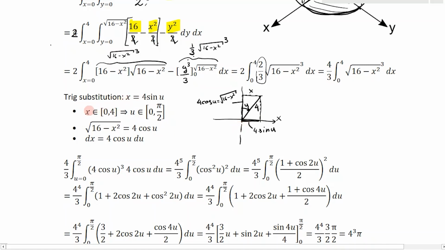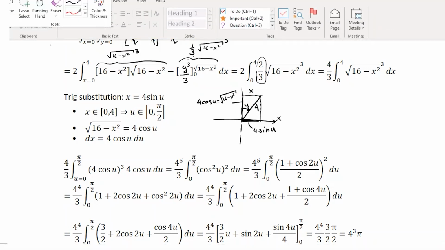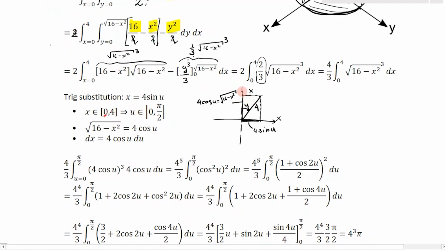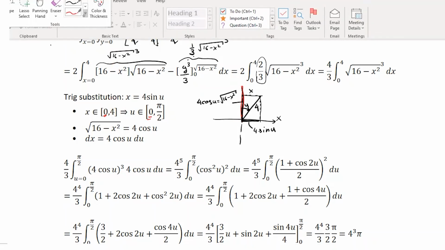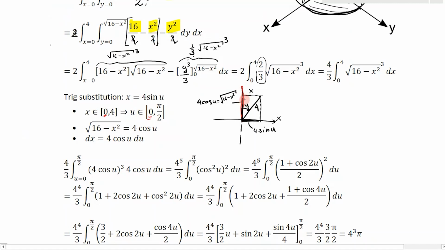Okay, so bounds on x with this trig substitution are converted from 0 to 4 to u going from 0 to pi over 2. The reason why is because x needs to go from 0, so this would be that case. That's why I have u equals 0 to x equals 4. This is what happens when u increases all the way to here. That's when x becomes equal to 4 and u becomes equal to pi over 2.